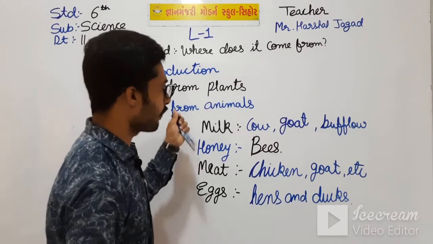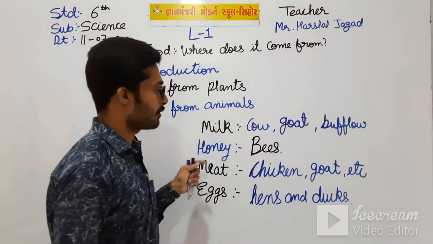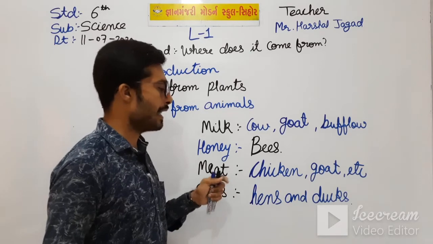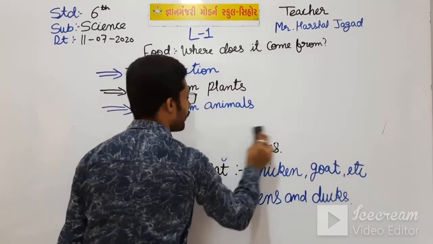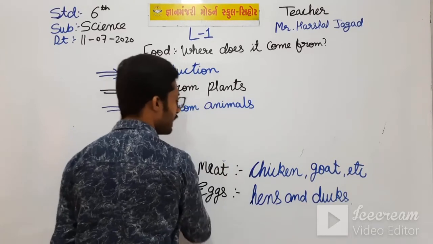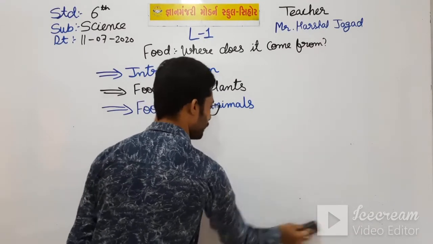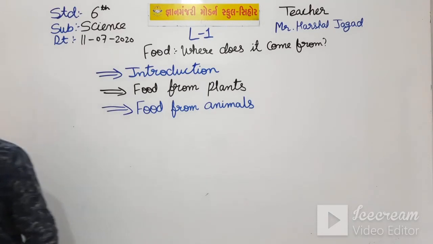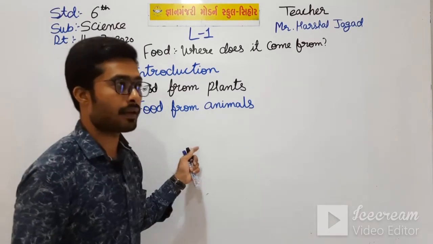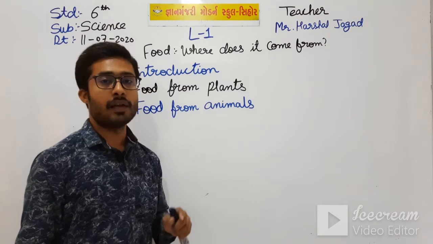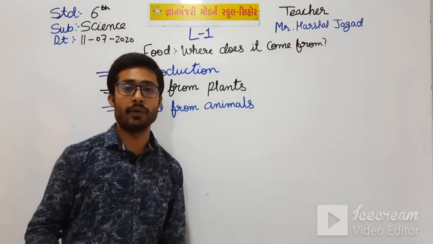So, this is the food from the animals: we get milk from cow, goat, buffalo, honey from bees, meat from chicken, goat, etc. and eggs from hens and ducks. This is the food that we get from animals, and those are the animals' names. Next we have seen that from milk we can also produce some dairy products like butter, cheese and paneer, etc. So now let's see how they are formed.